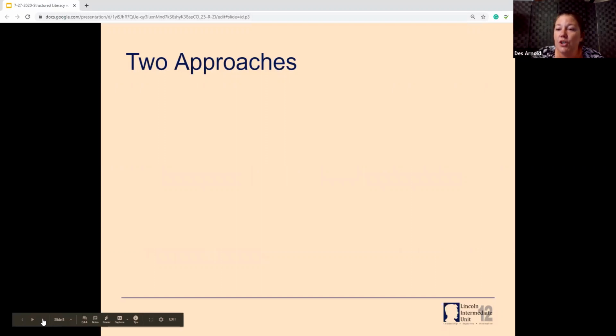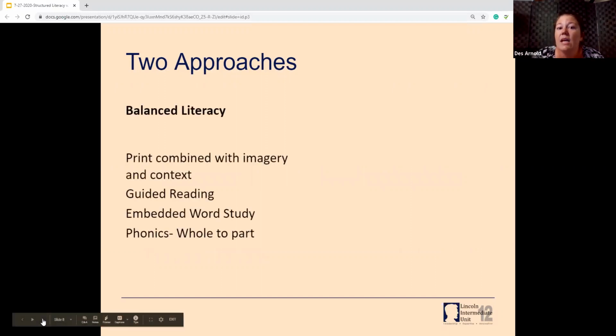So we're really looking at 2 approaches. Balanced literacy. Balanced literacy focuses on print combined with imagery and contexts. So we're talking a bit here about the 3 cueing system. We want to ask students what they think the sentence means based on the picture. Are there any clue words?